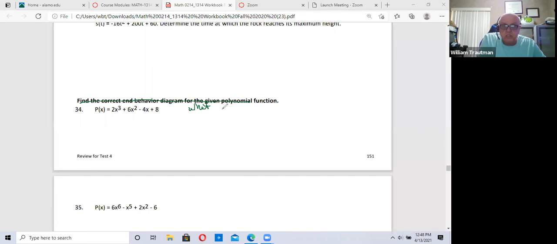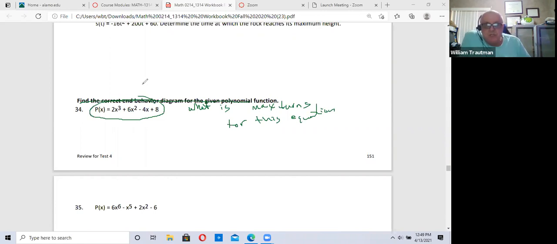what is the maximum number of turns for this equation? What's the maximum number of possible turns for this equation? Does anybody know? Anybody want to type it in the chat box? The maximum possible turns for this equation.